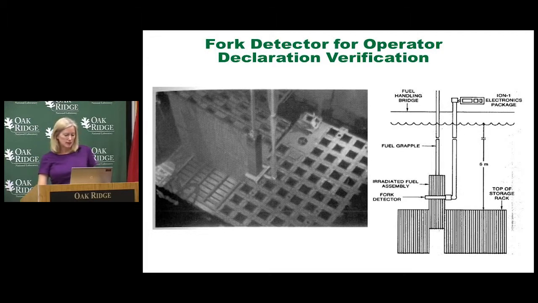So here's a picture. In the picture on the left, you can see a fuel assembly being pulled up in the spent fuel pool. And the fork detector, this is the fork detector right here around the fuel assembly. Here's the fuel assembly, and it's taking a measurement in the spent fuel pool. And here is a drawing of the same thing.